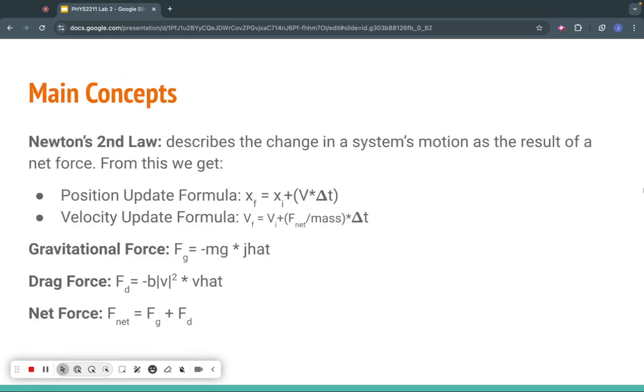The main concepts used in this experiment are Newton's second law, which describes the change in a system's motion as the result of a net force. From this we get both the position update formula and the velocity update formula, which are listed here.